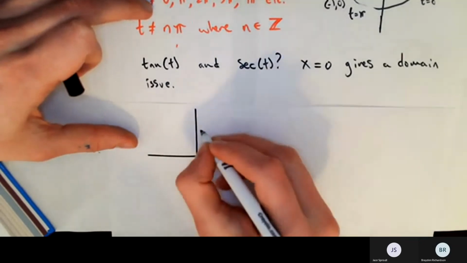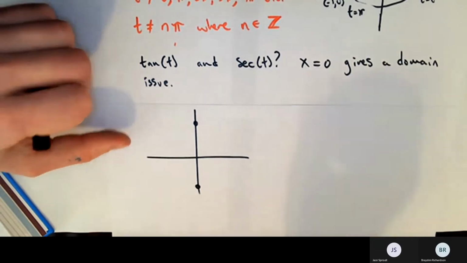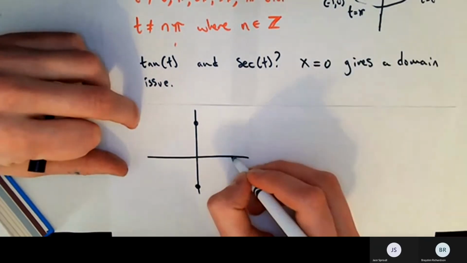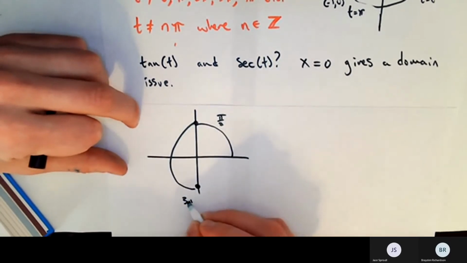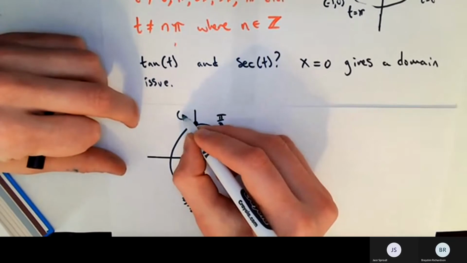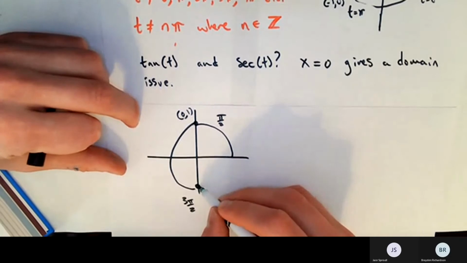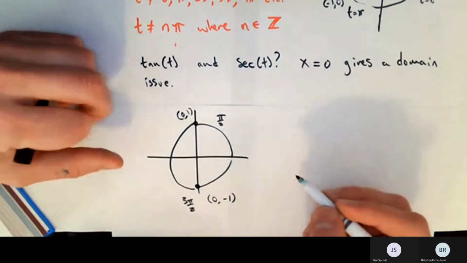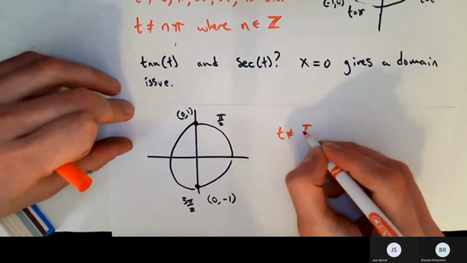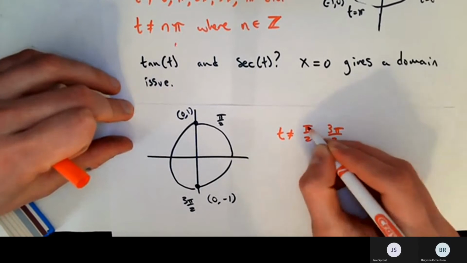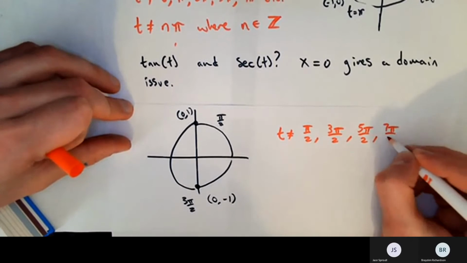Well, that's going to be values that land us on the y-axis. So an angle here, which is pi on 2, or an angle all the way down here, which is 3 pi on 2, because that's going to be corresponding to the point 0, 1, where x is 0, or the point 0, -1, where x is 0. And then any value that lands at those. So we can say just t cannot be pi on 2, 3 pi on 2, and all those odd half angles. So 5 pi on 2, 7 pi on 2, etc.